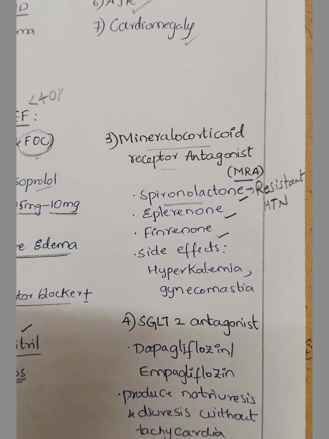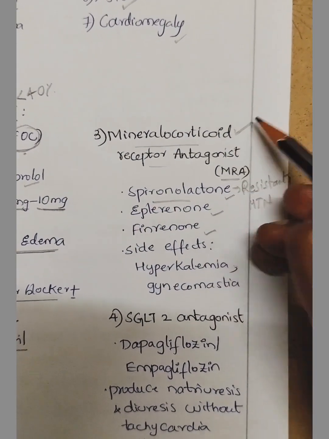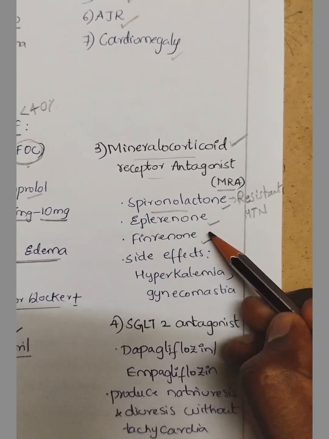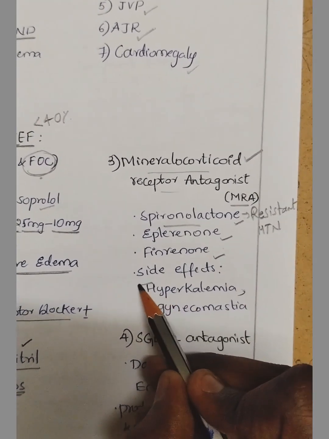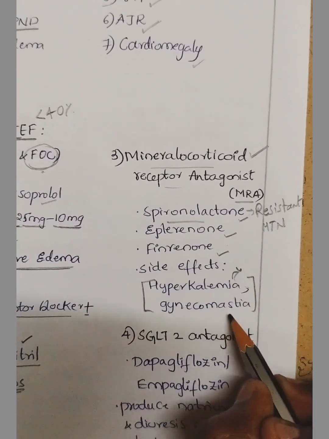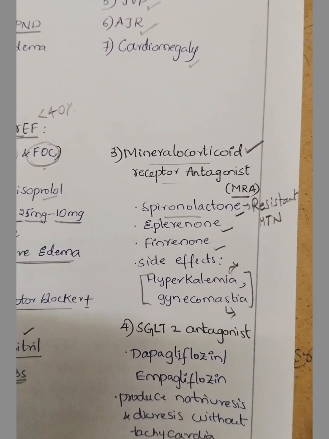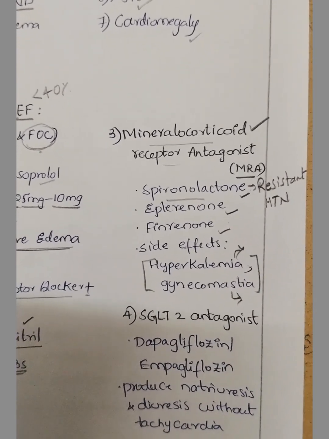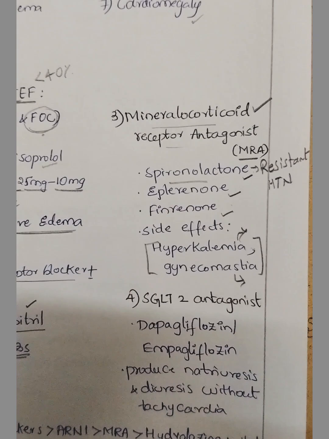So in these heart failure patients, we will also give mineralocorticoid receptor antagonists. These are spironolactone, eplerenone, and finerenone. But the side effects of these drugs are hyperkalemia and gynecomastia. Hyperkalemia means increase in the potassium levels, and gynecomastia is the breast protuberance seen in males. So these are the third class of drugs.